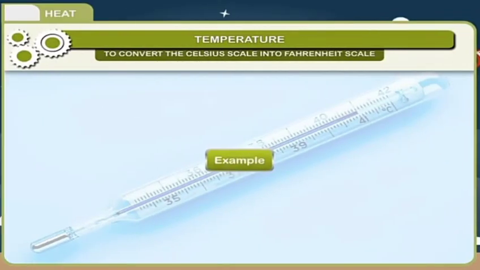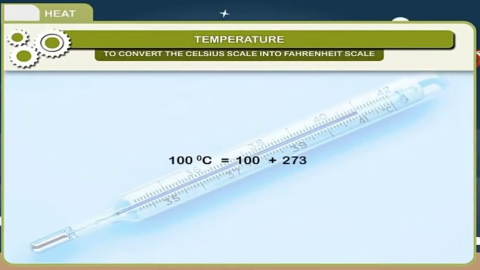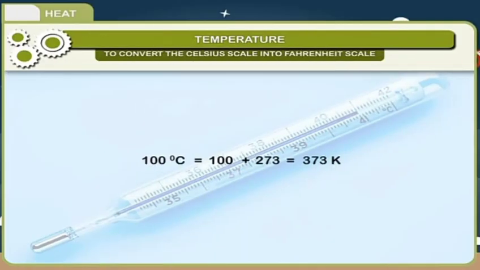Like for example, if we want to convert 100 degrees Celsius to Kelvin, what will we do? We will simply add 273 to it. So adding 273 to 100 will get 373 Kelvin. So we converted 100 degrees Celsius to 373 Kelvin.